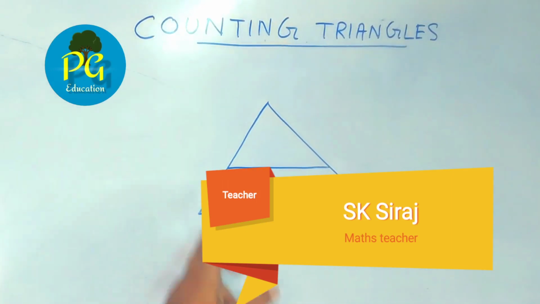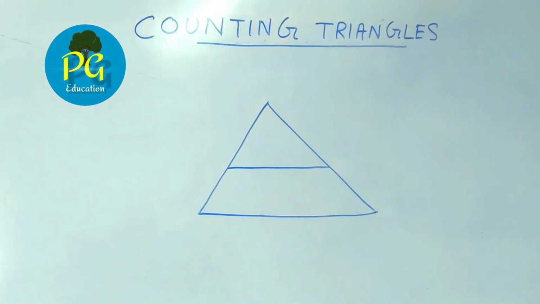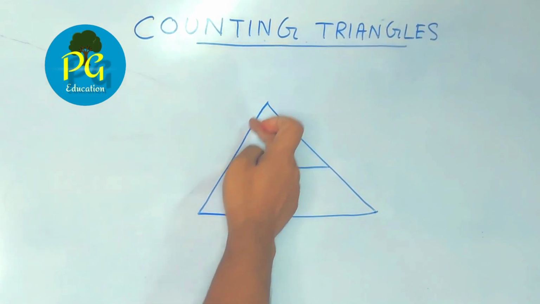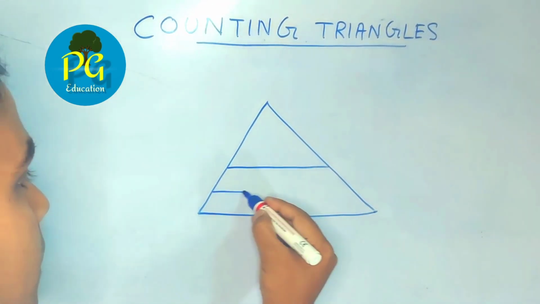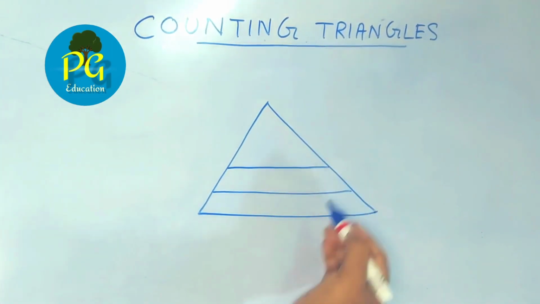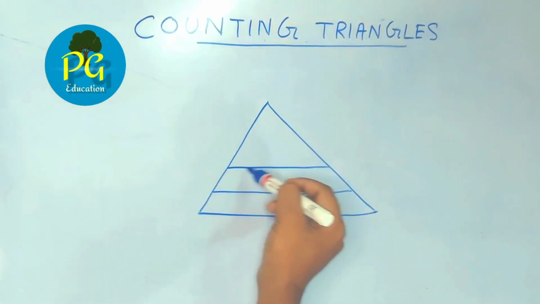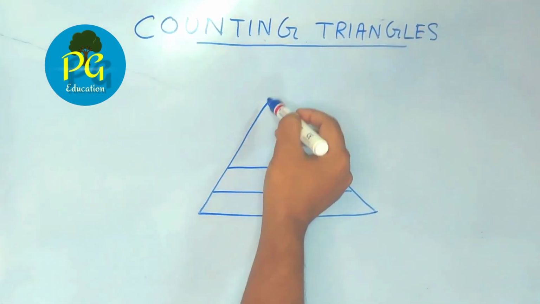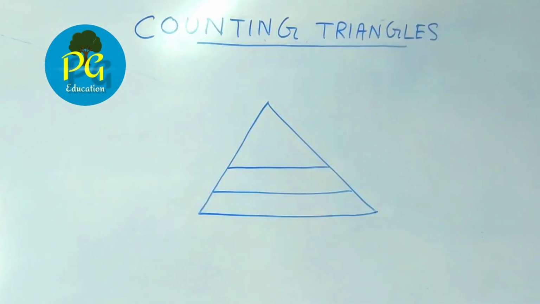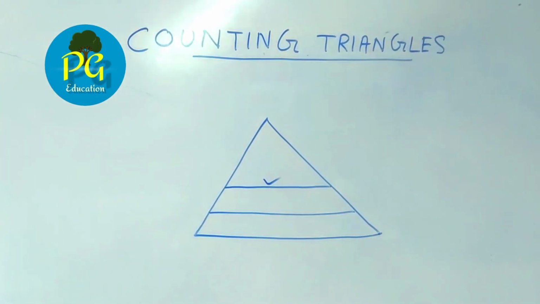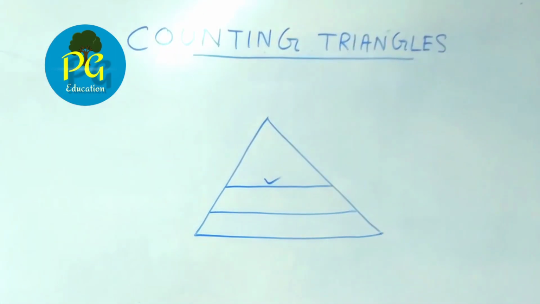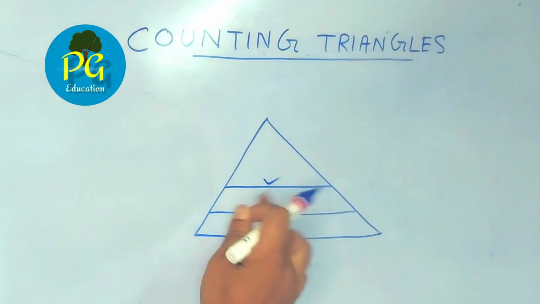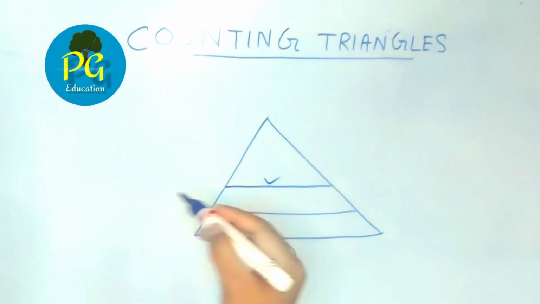If I ask you how many triangles are there, you can answer me 1, then 2. In this figure, how many triangles are there? 1, then 2, then 3. But there is a shortest way. Just count the number of horizontal lines. How many horizontal lines are there? There are 3 horizontal lines. So there are 3 triangles.